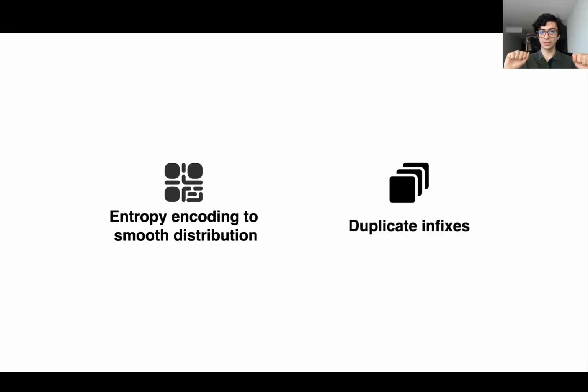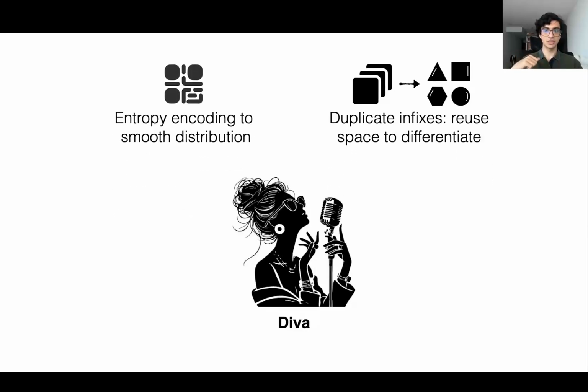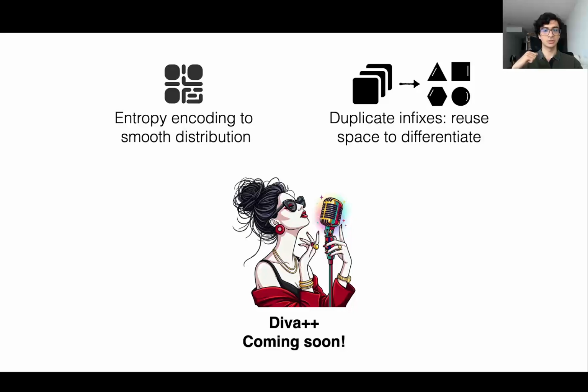We have also seen that even if you compress the keys using entropy encoding, you might end up with duplicate infixes, which in some sense waste space. So a natural approach to addressing this would be to only store one of those duplicate infixes and reuse the space of the rest to store more fine-grained information of the keys and differentiate them. We actually implement these techniques in an extension to Diva we like to call Diva++, which is going to appear in the VLDB journal very soon, so keep an eye out for that.